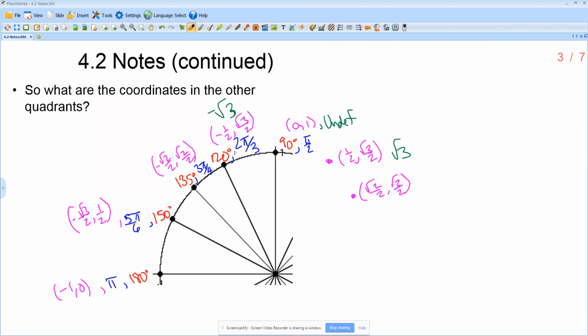Here I had a tangent of 1. This will be negative 1. Remember, tangent is the ratio of these, y over x. Here I'll have negative root 3 over 3 and 0. So that is your quadrant 2.